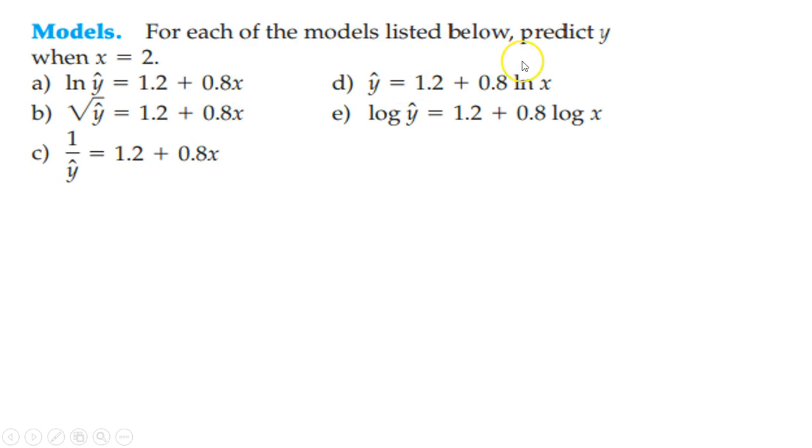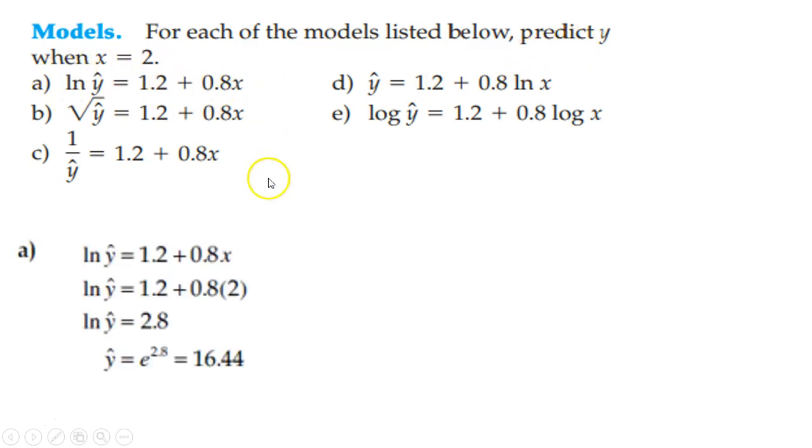For each of the models listed below, predict Y when X equals 2. All they want you to do is plug in 2. I plugged in 2, and you can use a calculator to do it. To get rid of a natural log, you basically take each side to the e. That's why it's e to the 0.28, which is 16.44.